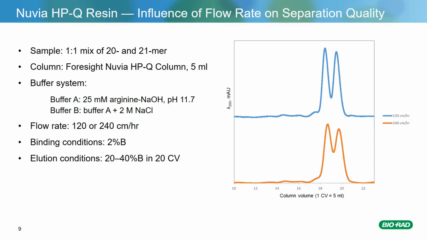And on the right, you can see in the blue is the 120 centimeters an hour, and the orange is 240 centimeters an hour. Both are showing some separation, but clearly the slower flow rate of 120 centimeters an hour gives a deeper separation between the 20 and the 21 mer. And this isn't completely unexpected, as usually if you want to increase your resolution, lowering the flow rate will get you there.